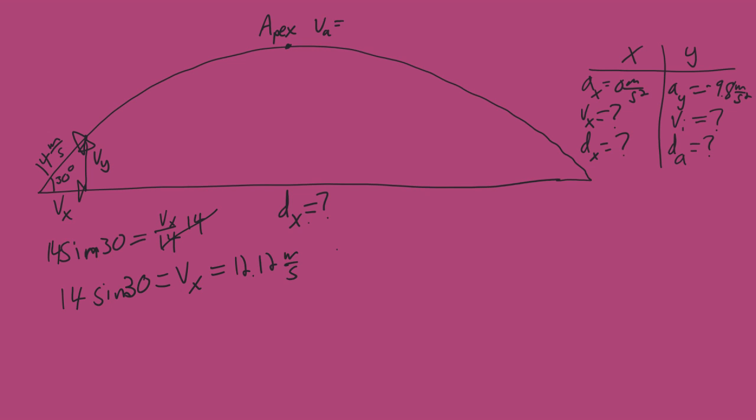If we want to find the velocity in the y, that's going to be using cosine. It's going to be the same sort of equation here. It's going to be 14 cosine of 30 degrees is equal to v sub y, and you should get 7 meters per second. Sweet. So now that we have these two components, we can put them back into the data table here, or our XY table actually. So this is 12.12 meters per second, and this is 7 meters per second.